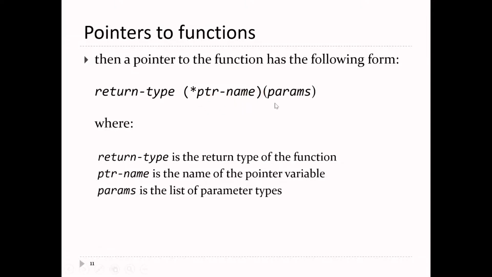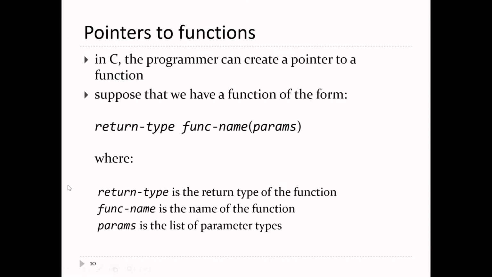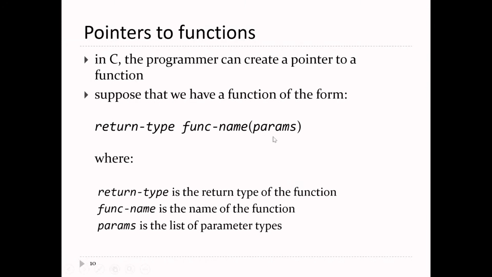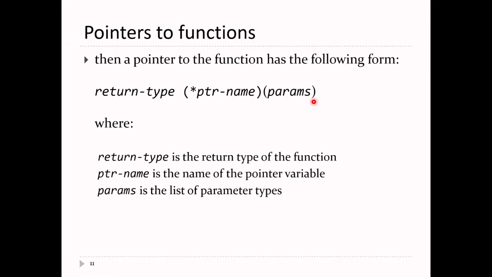Brackets, the parameters of the function. So if you've got a function and you want to take a pointer to the function, what you do is take the return type of the function and write that there. You grab the parameter list of the function and write that there. And then you name your pointer, and you put a star in front to indicate that it's a pointer, and put the whole thing in round brackets.